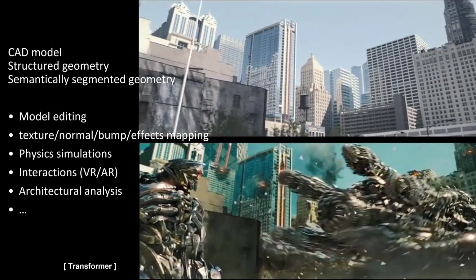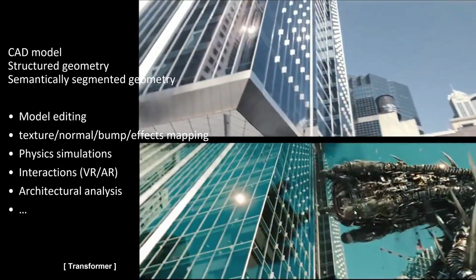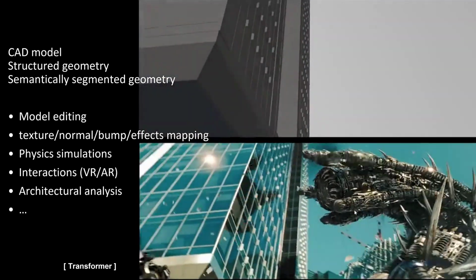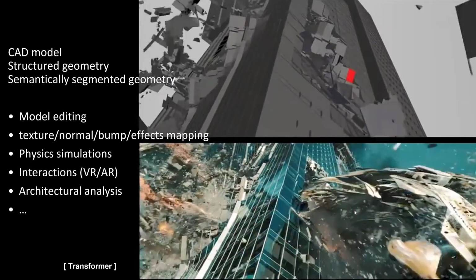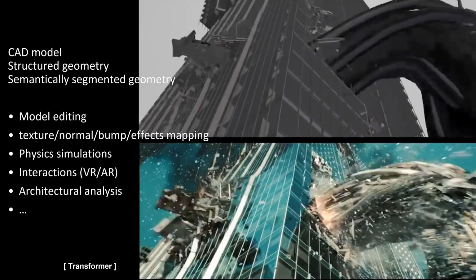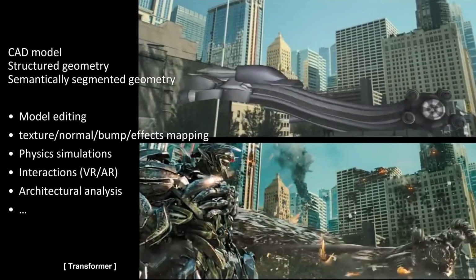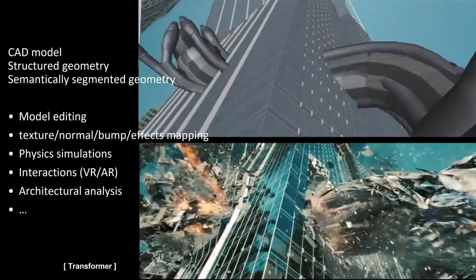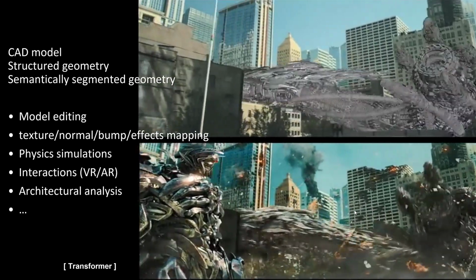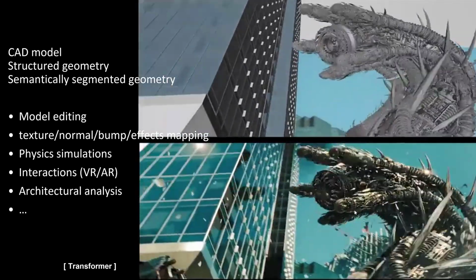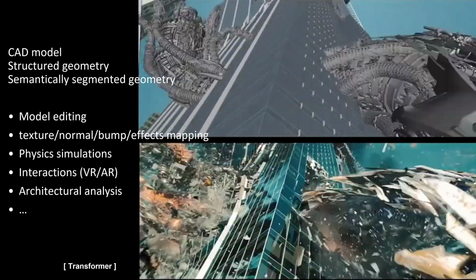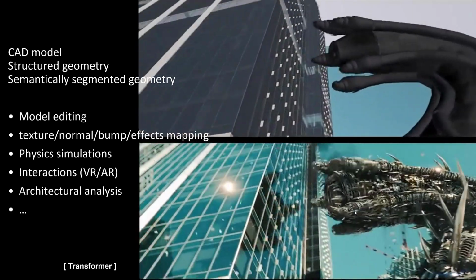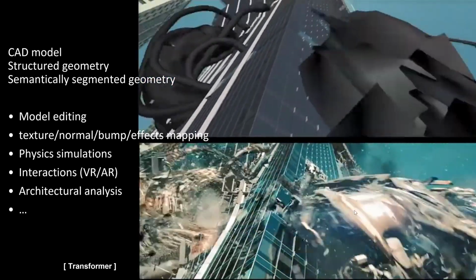I have been working on reconstructing or modeling CAD-level geometry. It's a bit difficult to define, but look at the video. This is a making-of video for the movie Transformers. The bottom is the final clip. To really make that happen, professional designers and modelers make these models in CAD quality, or in other words, structured geometry or semantically segmented geometry. The last one is my own invented terminology. So the geometry has segmentations with respect to underlying geometry and semantics. And these models are very effective for, say, human model editing, effect mapping, physics simulations, making interactions easy, making analysis easy. So there are many benefits immediately available for applications.